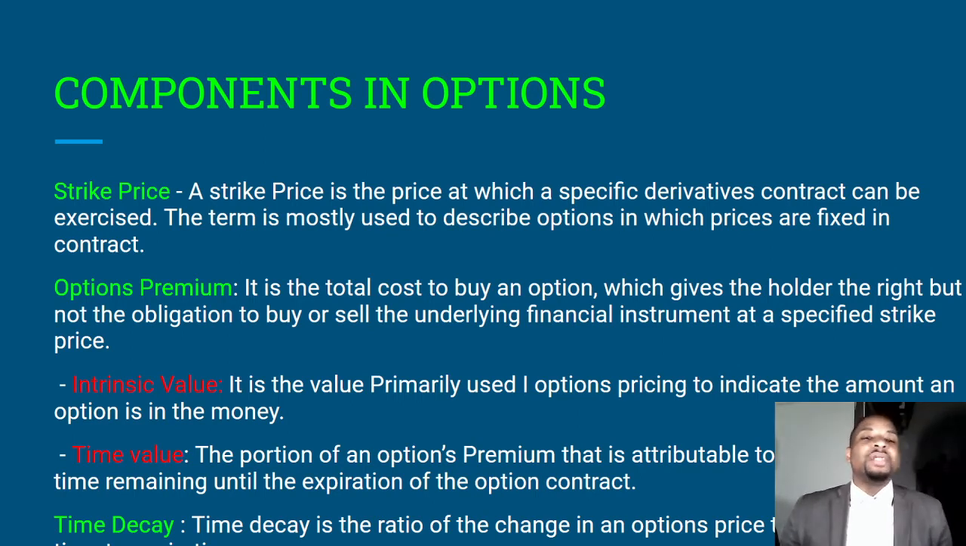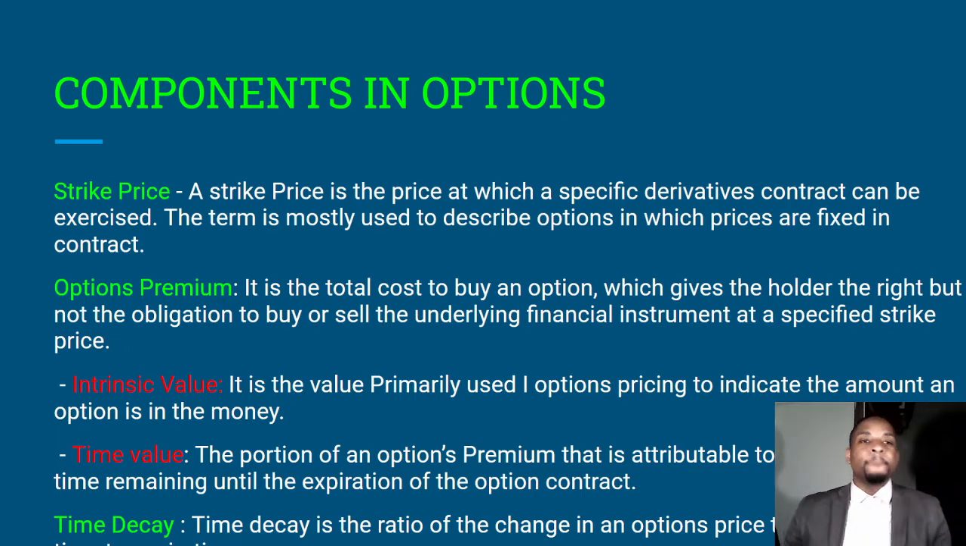All right. What is an option premium? It is the total cost to buy an option, which gives the holder the right but not the obligation to buy or sell that underlying financial instrument at a specific strike price. Premium, guys, is what you actually pay to get in to buy a call. So, for instance, let's say the premium was $1 for that contract. Remember, an option contract has 100 shares. You have to multiply that premium times 100, and that will be the cost to hold that position, which in this example would be $100.